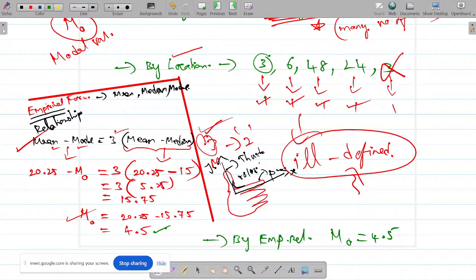See, in your exam, they may ask you to find the mode using the empirical relationship. Else, they may ask you to find mode using the location method. Sometimes they give the mean value and the median value and ask you to find mode, which means you have to use the empirical formula. Okay, so this is the mode part. Please make a note of it.